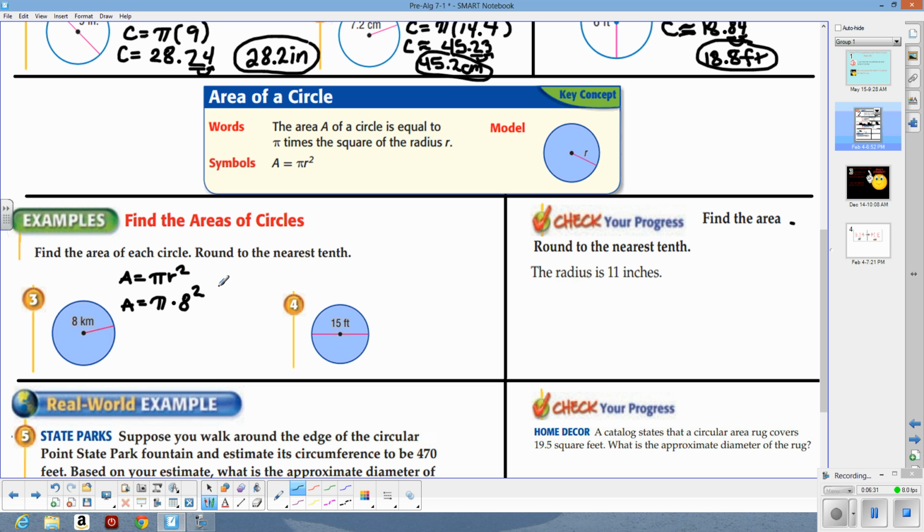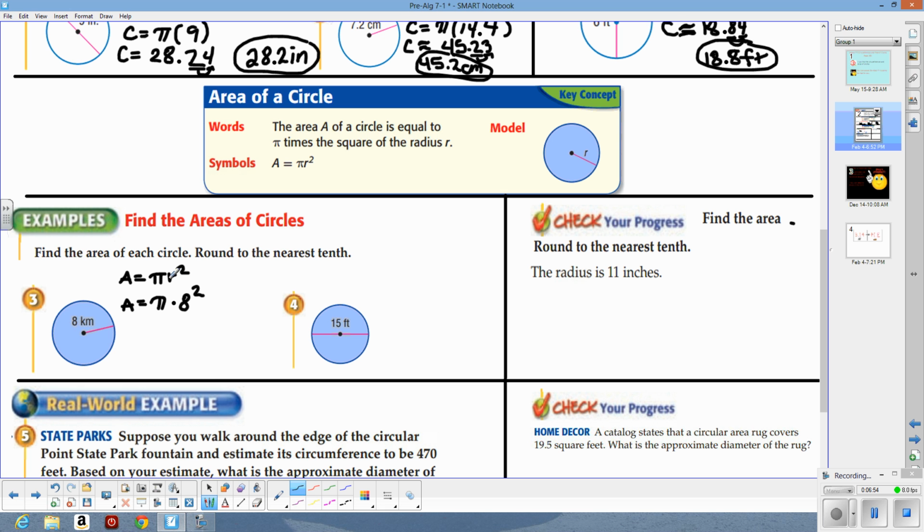So pi times 8 squared. If you're not sure how to type the squared into your calculator, you can ask me to show you that in class. Also, another way to get around that would be to just think about what 8 squared means. 8 squared means 8 times 8, so you could do pi times 8 times 8.